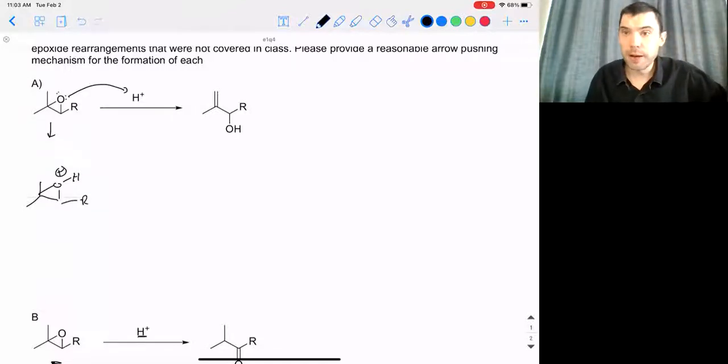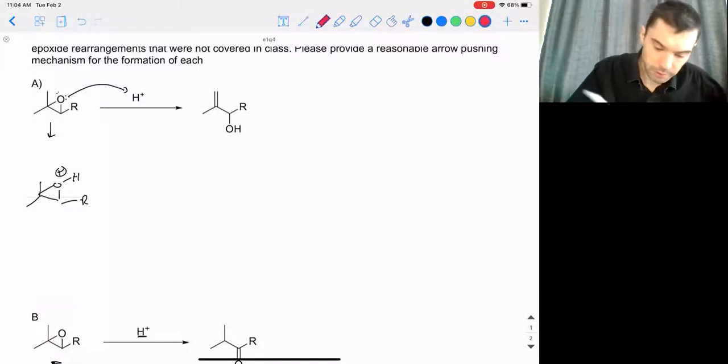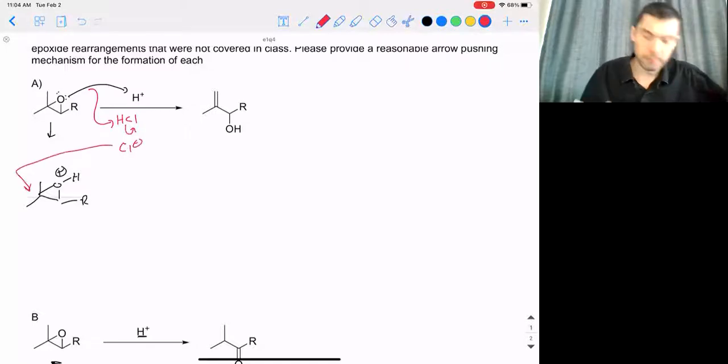Now, these protonated epoxides typically undergo ring opening from nucleophiles at the more highly substituted position. And so, if we chose something like HCl, then as we protonate, we would generate Cl minus, and then that Cl minus might come back and do a nucleophilic ring opening, and that would be a fair reaction.